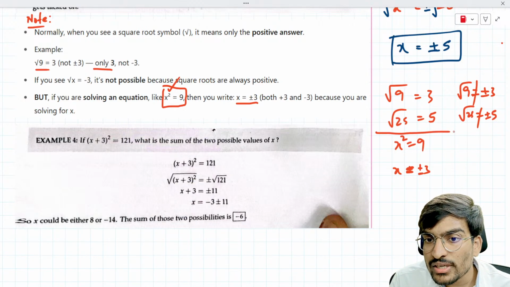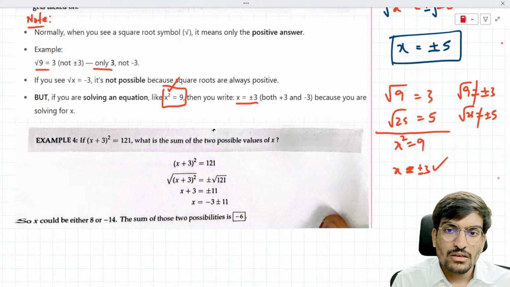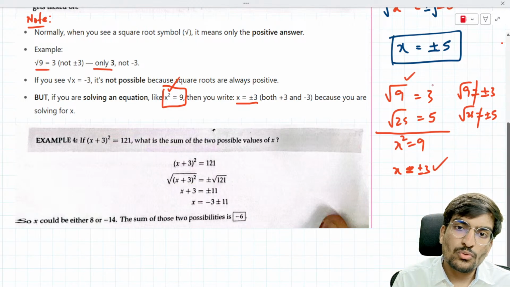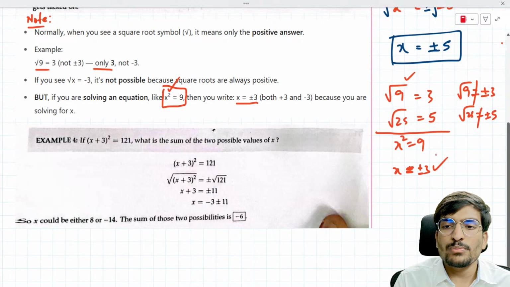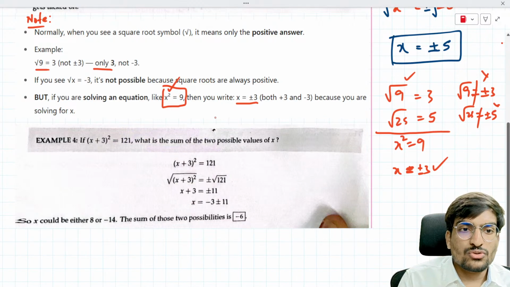Whenever only an x square term is there, then this is going to work. Whenever it is only root of 9 or root of 25, it's only a positive value. It can't be a negative value. Remember that. And let's go for the question.